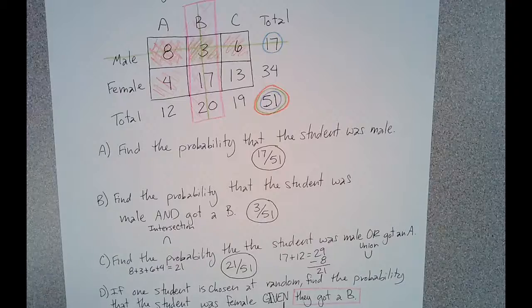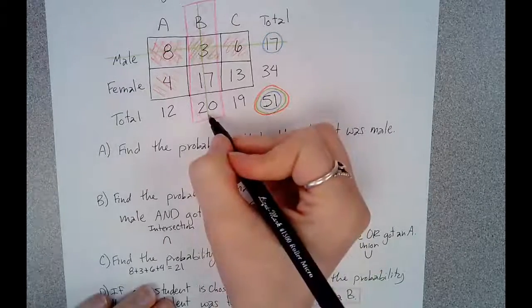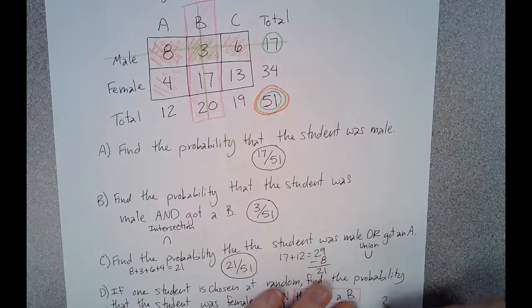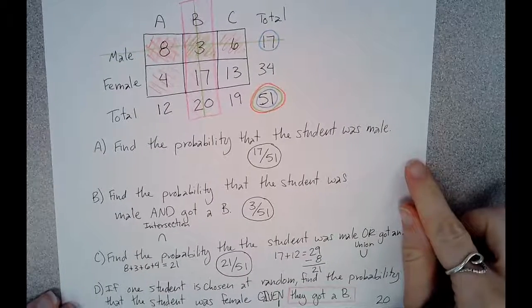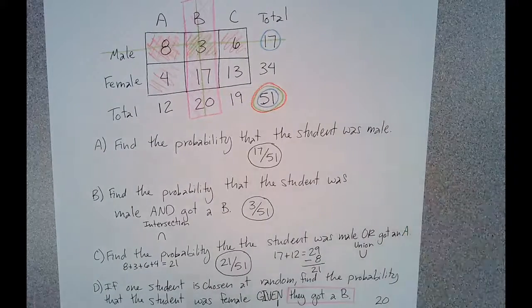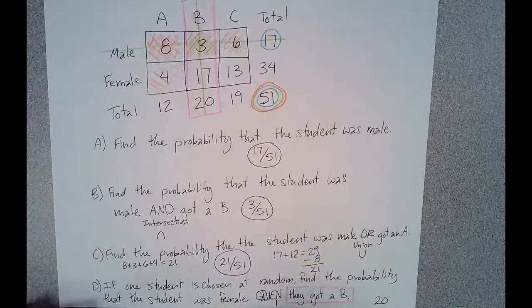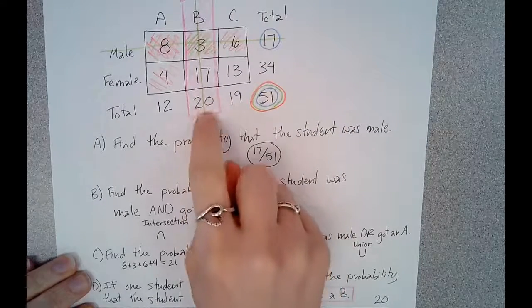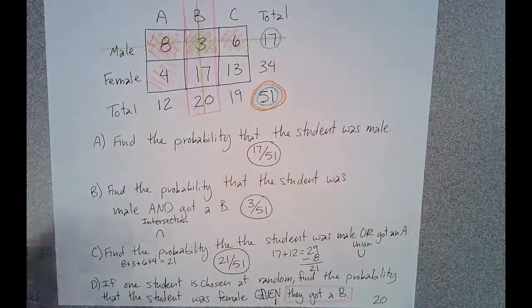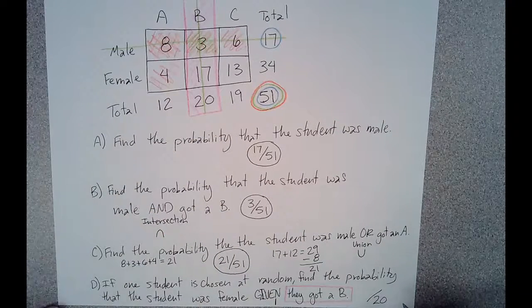If we know they got a B, it's out of 20. 20 is the total that got a B. So it's going to be out of 20. We're not looking at the 51 anymore because it said "given." We already know some extra information. The extra information is that we know it's in this section right here. We know it's out of these 20. So we're out of 20. Now we just need to find the other part, that the student was female given they got a B.